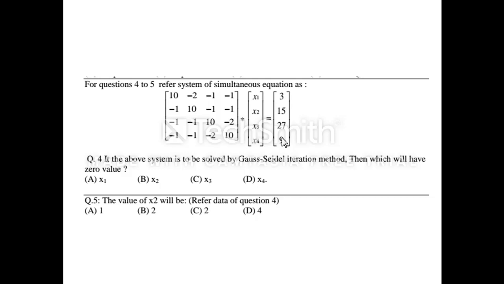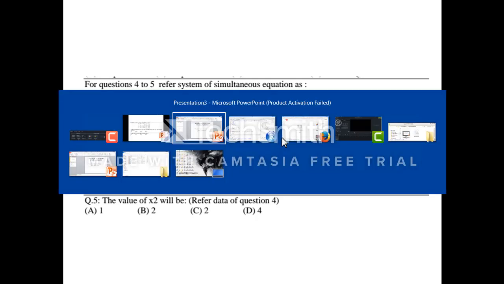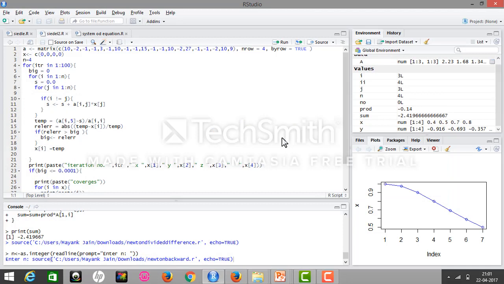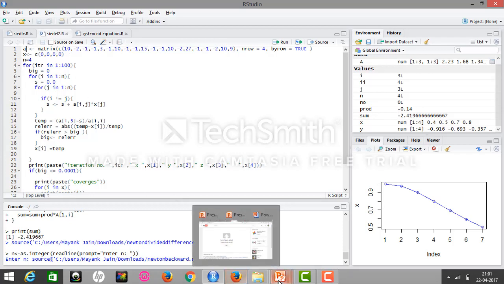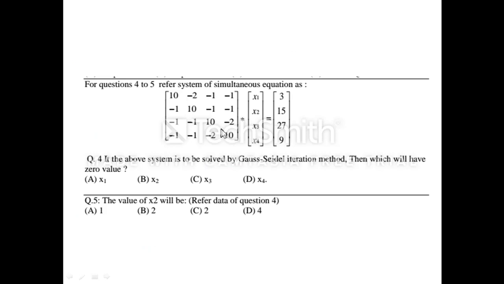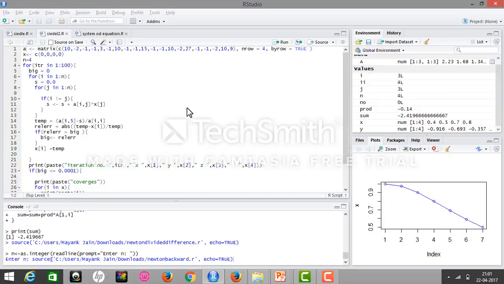So by the R programming language we can solve this. Here is the program for the Gauss-Seidel method. We have given a matrix A that contains all the coefficients of the given matrix, like this. This is the A matrix we have given in the R program. Then we have taken a vector which contains the value 0.